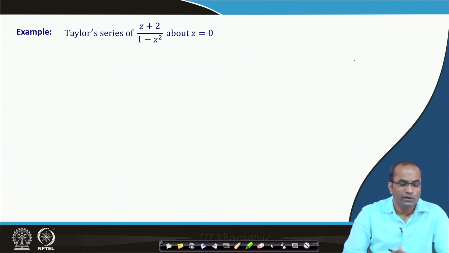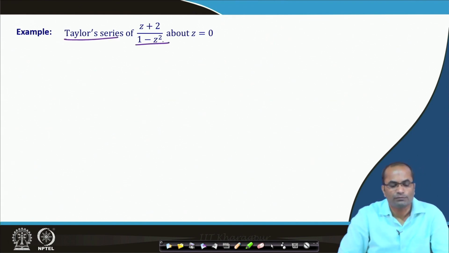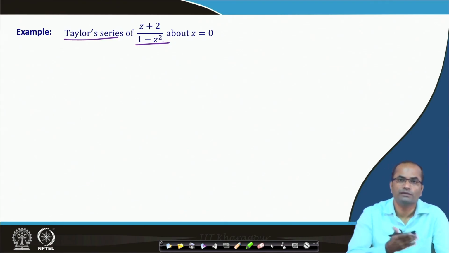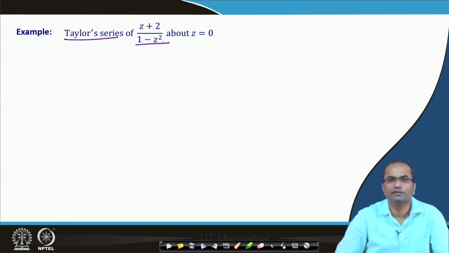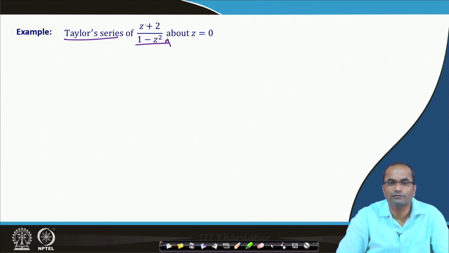So, for instance, if we take the Taylor series of this function (z plus 2) over (1 minus z) squared about z equal to 0, there are two ways, of course. One, we can use the standard formula, but there we need to get the first derivative, the second derivative, evaluate them at 0, then the third derivative and so on. The process will be complicated if we have a complicated function, or even more complicated than this one.